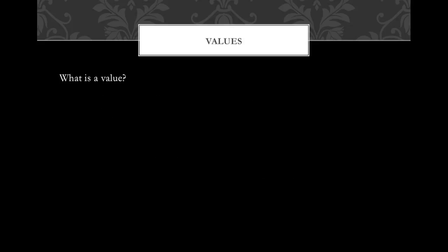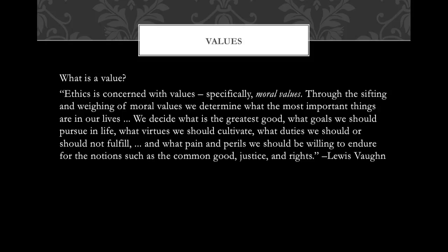In order to understand what a value is, I like to look to one paragraph that's written by Lewis Vaughan in his textbook, Doing Ethics. Now, he's not specifically talking about debate, but he explains it in a way that makes a lot of sense. He explains that ethics is concerned with values, specifically moral values. Through the sifting and weighing of moral values, we determine what the most important things are in our lives. We decide what is the greatest good, what goals we should pursue in life, and what virtues we should cultivate, what duties we should or should not fulfill, and what pains and perils we should be willing to endure for the notions such as the common good, justice, and rights.